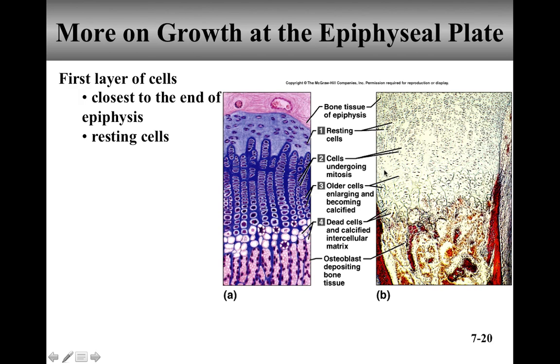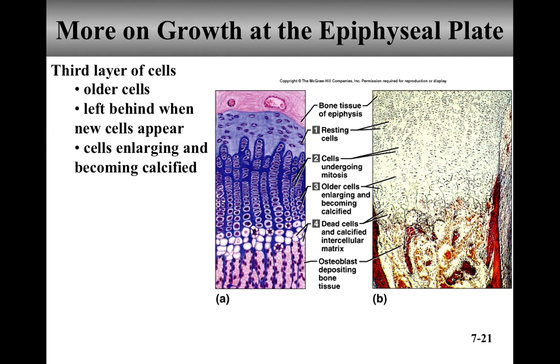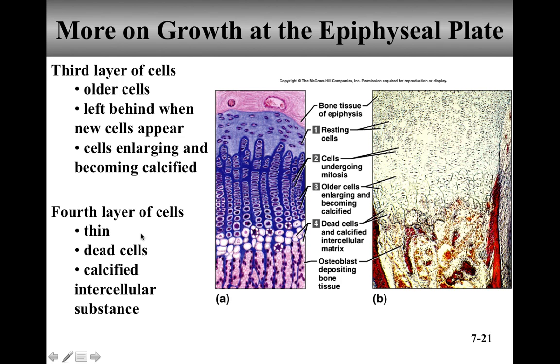We're zooming in really close on the epiphyseal plate here. Our first layer of cells start closest to the end of the epiphysis, and we call these resting cells. And then the second layer has a lot of younger cells that are undergoing mitosis and growing quickly, from the epiphysis out, or from the epiphysis up if it's the proximal one. So they're going to grow away from that growth plate basically. And then our third layer of cells here are a little bit older cells. They're starting to become calcified. And then we have our fourth layer, our pretty thin dead cells right here.